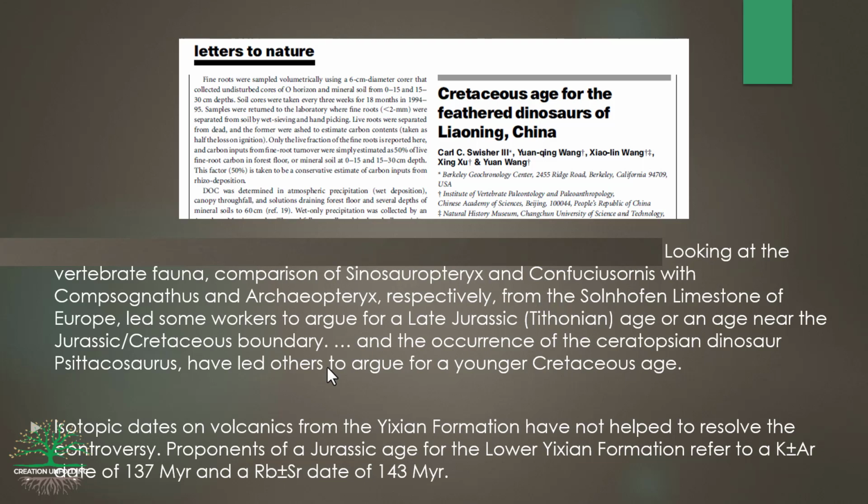And so this is what it says. Looking at the vertebrate fauna, comparison of Sinosauropteryx and Confuciusornis with Compsognathus and Archaeopteryx. Now, Sinosauropteryx and Confuciusornis were both found in the Yixian formation, at the bottom of the Yixian formation. And remember that it used to be thought that that was late Jurassic. And what they're saying is, when you compare Sinosauropteryx and Confuciusornis with Compsognathus and Archaeopteryx from the Solnhofen limestone of Europe, that's led some workers to argue for late Jurassic. In other words, based on the fossils, the workers are saying this is definitely late Jurassic.